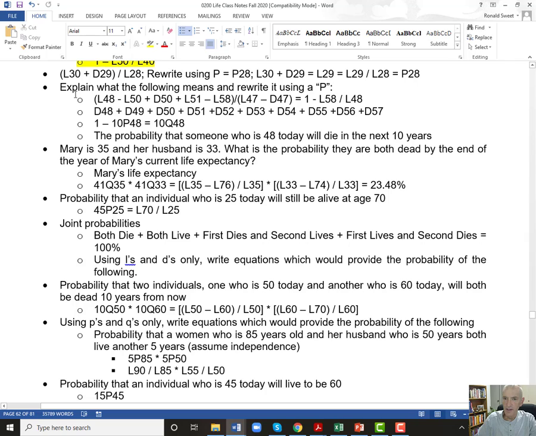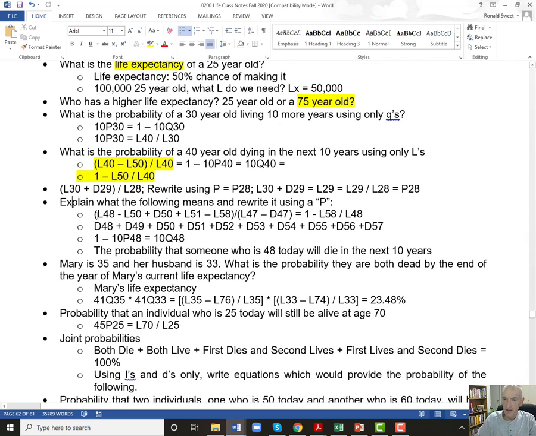Now, what does the following here mean? So how complicated can I get? L48 minus L50. So that's what? D48 and D49, right? L48 minus L50 is D48, D49. It's not D50, because L50 means people alive at their 50th birthday, so you don't have D50 in there. But if we add D50 here, now we've got D48, D49, D50. Here we've got D51 through D57. You don't include 58 because they're still alive. So you go all the way to D57.